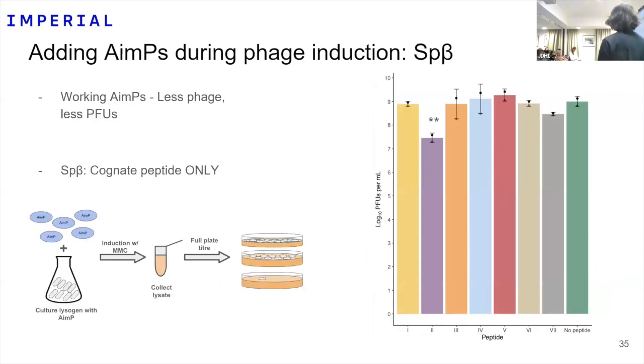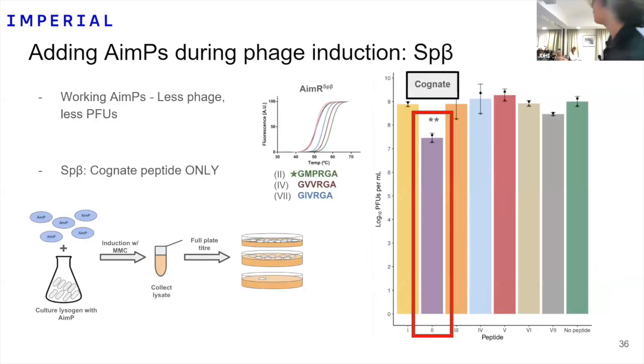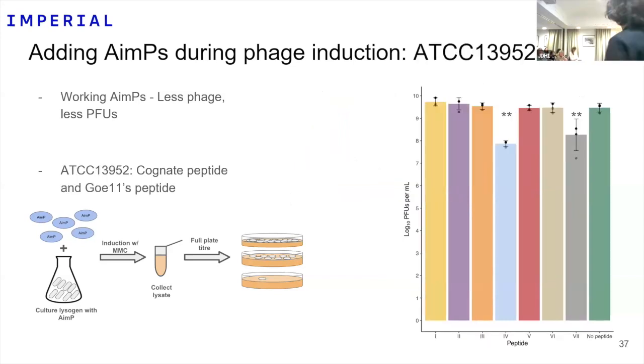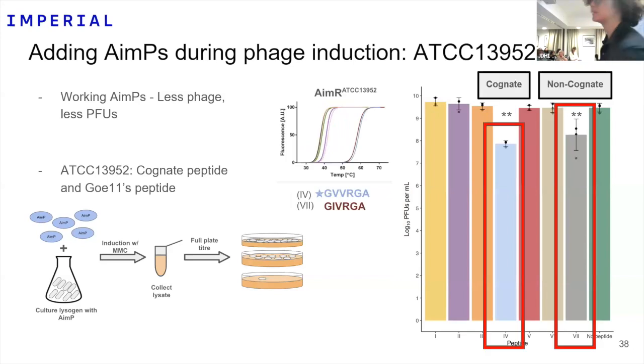Starting with SP beta, we can see that only peptide 2, its own peptide, seemed to have suppressed induction, which goes to show that even though we do see these in vitro stable binding, it might not reflect what's happening in vivo. However, with ATCC, besides its own cognate peptide, number 4, we did see lowered suppressed induction with another peptide, one belonging to GO11, the one that matches our in vitro data.